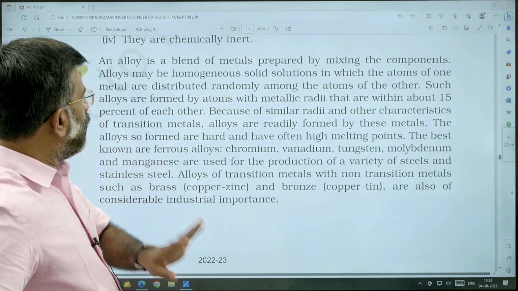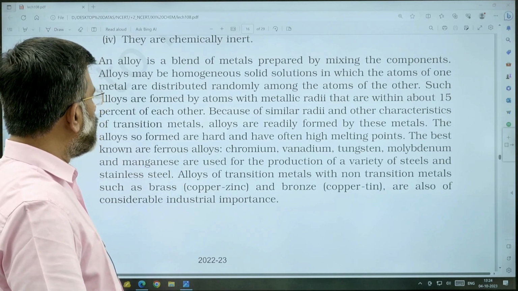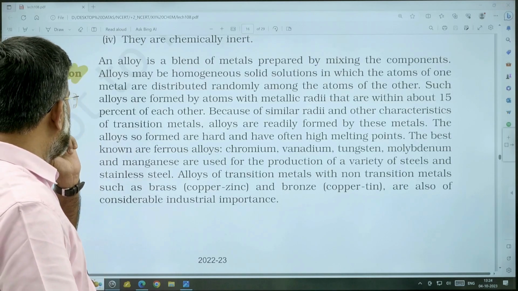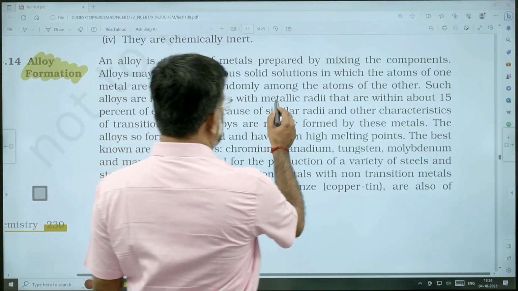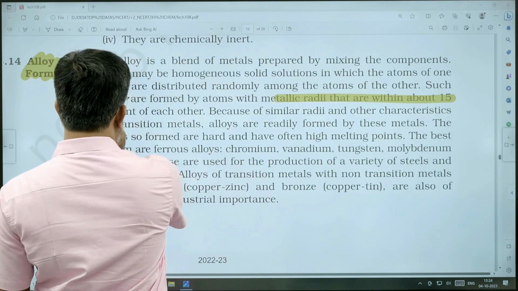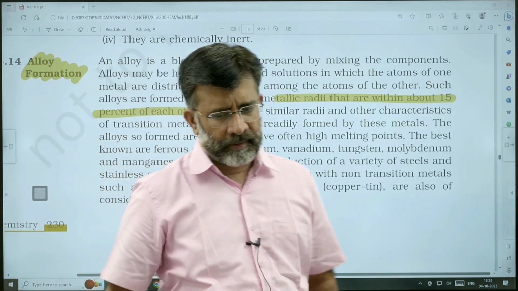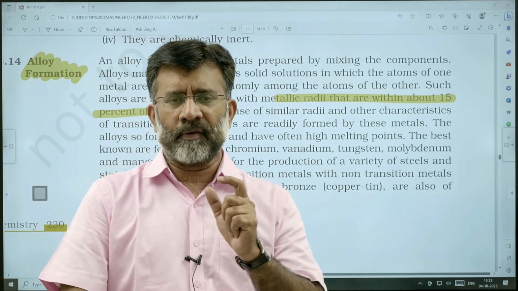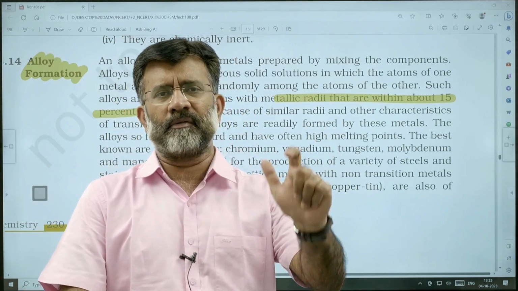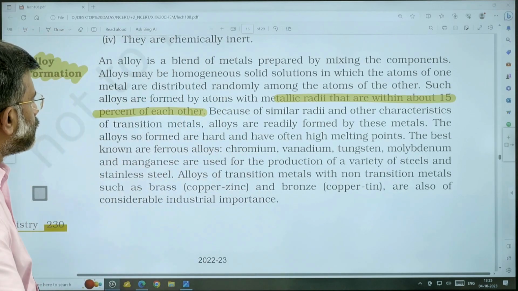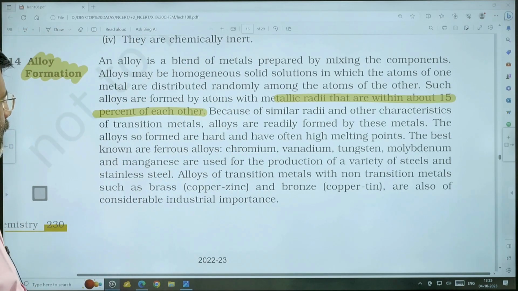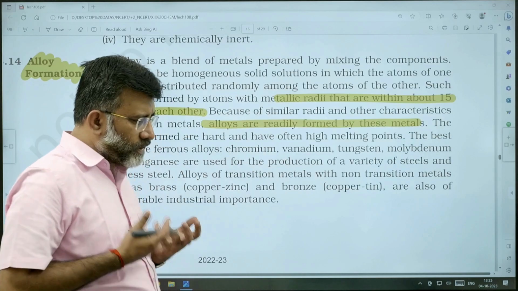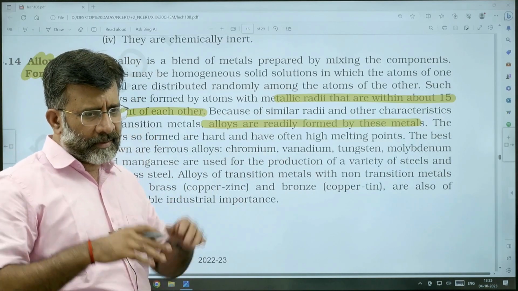Alloys may be homogeneous solid solutions in which atoms of one metal are distributed randomly among the atoms of the other. Such alloys are formed by atoms with metallic radii which are within about 15% of each other. Atoms whose radii differ by less than 15% will form a uniform, good type of alloy. Because of similar radii and other characteristics, transition metals readily form alloys. Why do these transition metals form alloys easily? Because they have similar radius.